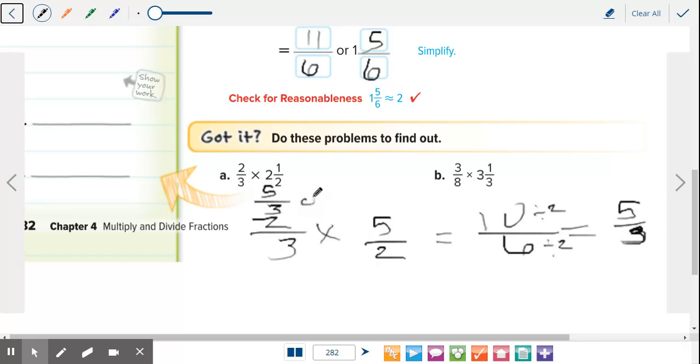Now, if I turn this back into a mixed number, what's that going to look like? How many times is 3 going into 5? As close as we can get to 5. Camden? Once. And then what's left over? If I take 3 away from 5, what do we have left?